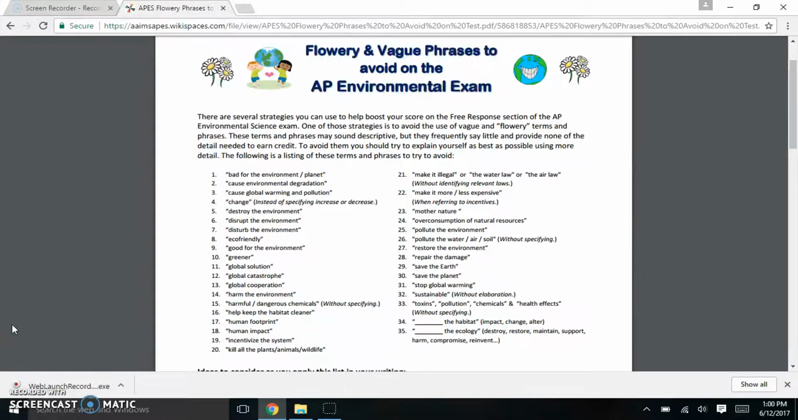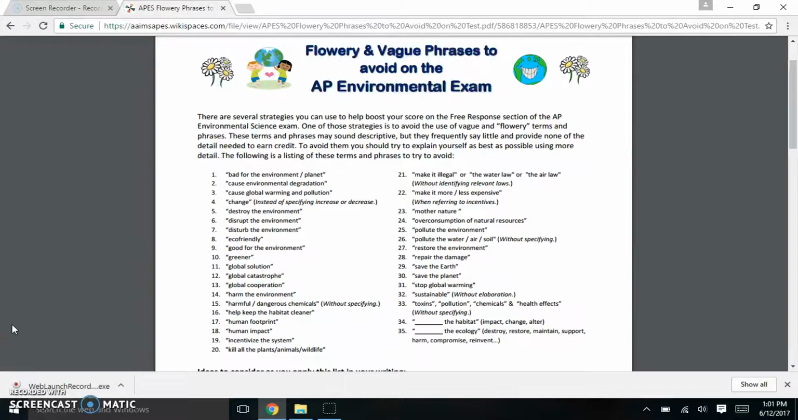Look at, for example, number 1, bad for the environment. That's very broad, very vague. What is it specifically that is bad? What we want to know is, what is bad for the environment? Is it something in the atmosphere, such as ozone? Maybe it's something in the soil, which could be acid. Something like that would be more specific. What is making the environment bad?